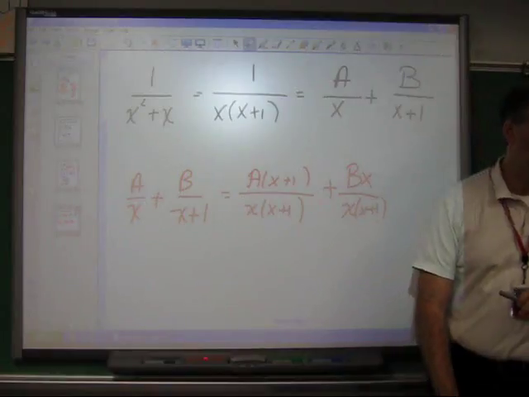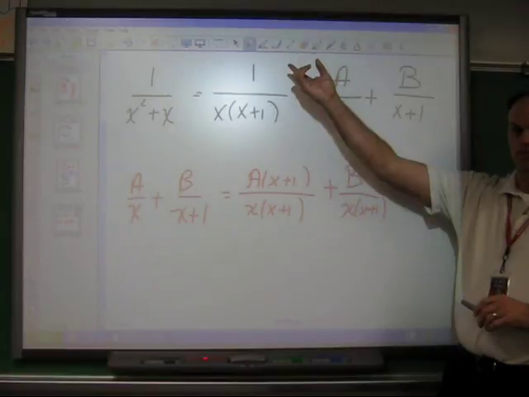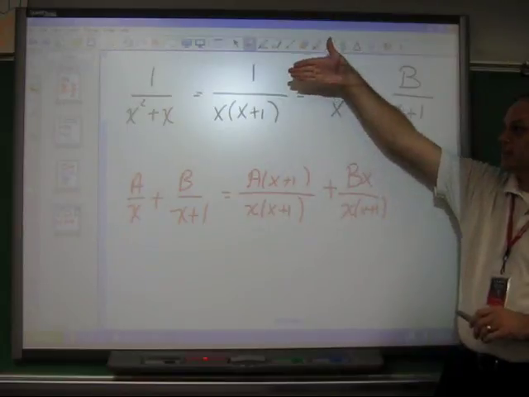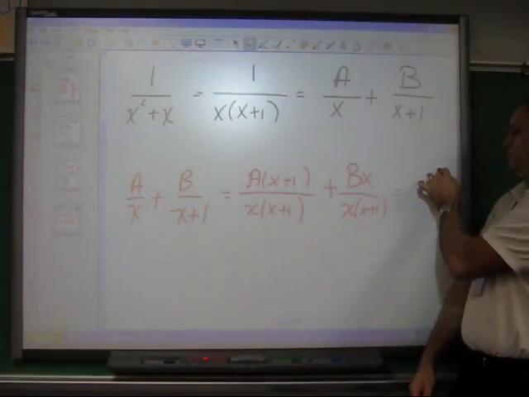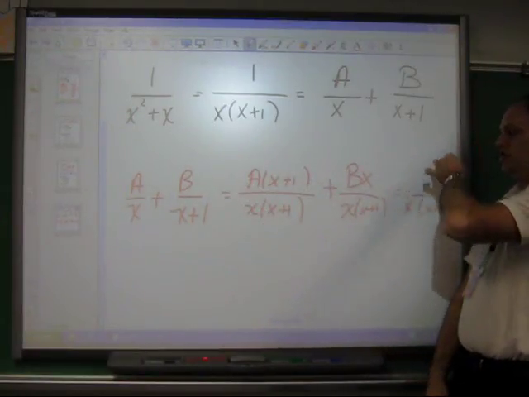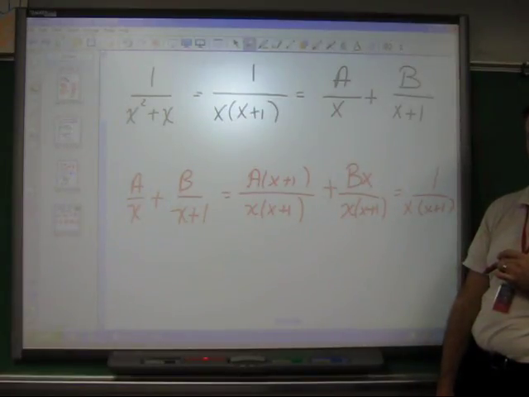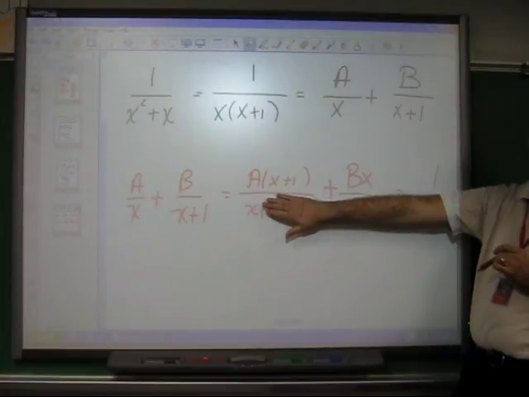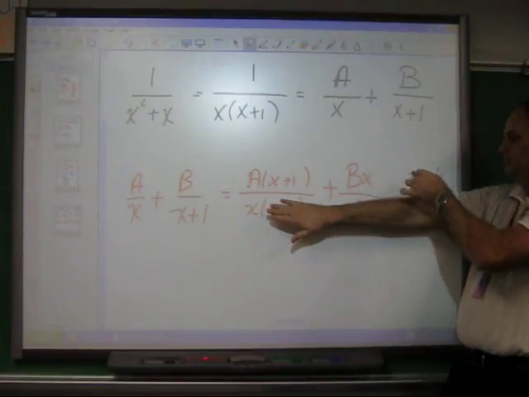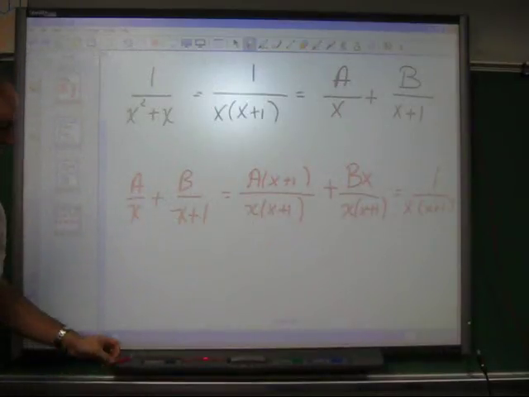Does that make sense? But this combination has to be the same as what? Isn't this fraction right here going to exactly be that fraction right there? Yes. So if we focus on this part, what must now be equal? The numerators, the tops. So we're going to write A times x plus 1 plus B times x equals 1. That's where we're going to draw equations from.